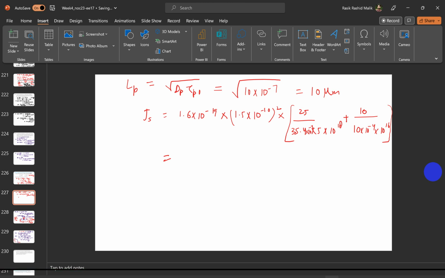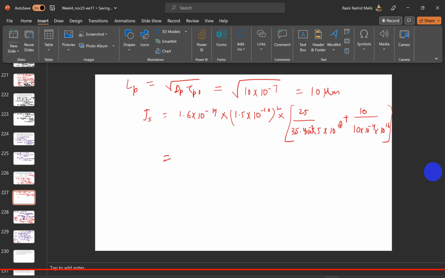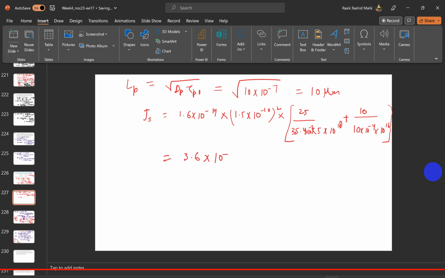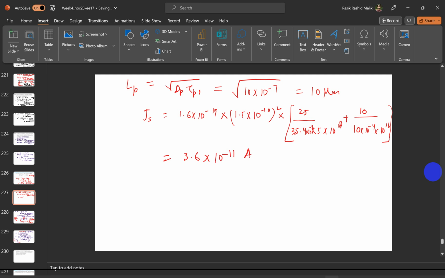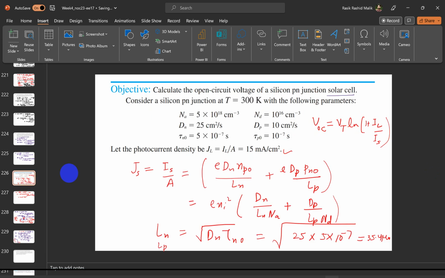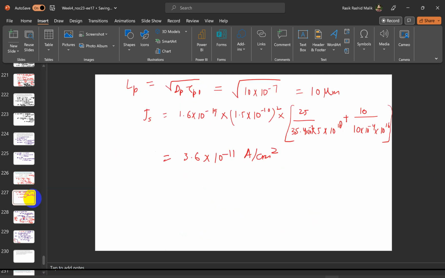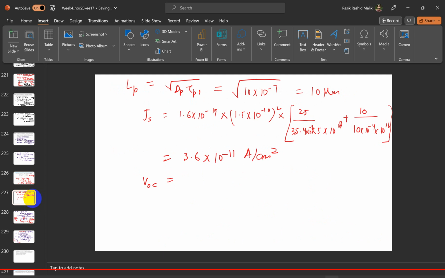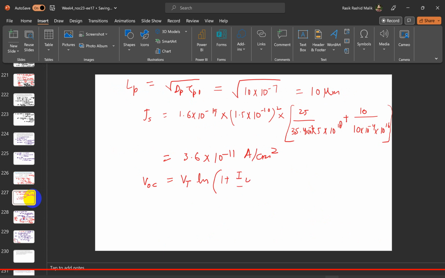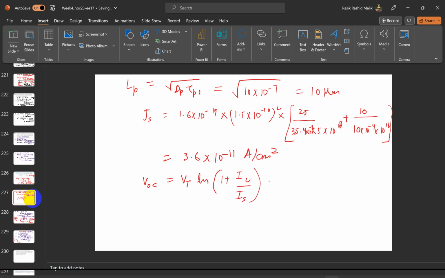So the value is coming out to be equal to, for the JS, 3.6 into 10 to the power minus 11 ampere per centimeter square. So then from this expression, we can calculate the open circuit voltage, that is VOC equal to Vt ln of 1 plus IL by IS, or we can write in terms of current densities.